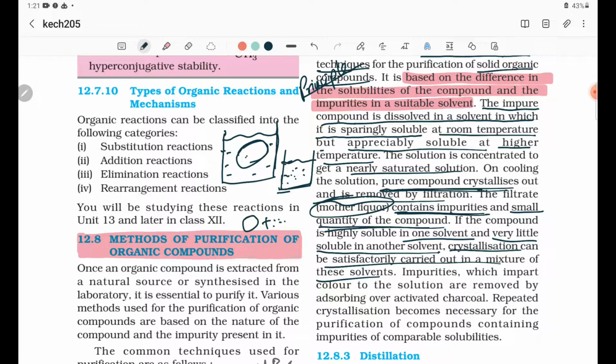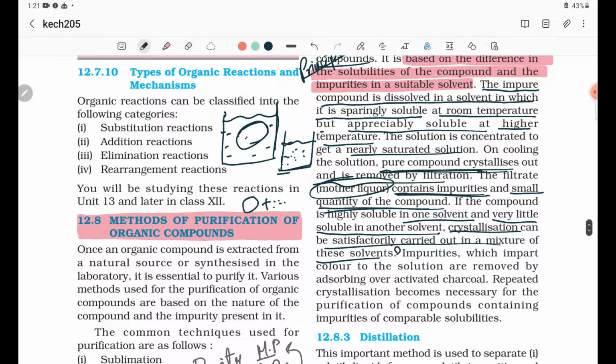Now this is the third type of impurity, which imparts color to the solution. How will they remove it? You will remove it by adsorption. You will add activated charcoal to the solution, and the activated charcoal will adsorb it. Repeated crystallization becomes necessary for purification of a compound containing impurities of comparable solubilities.